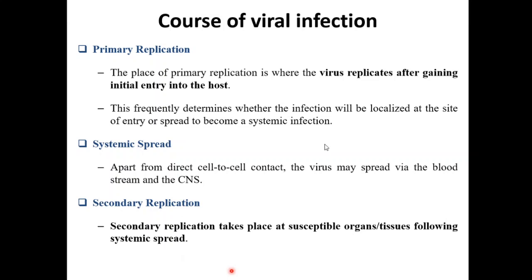So we have, as we said, cause of viral infection, we have primary replication. And this primary replication mostly takes place where the viruses enter into the host. So closer to the place of entry, the virus will first replicate.